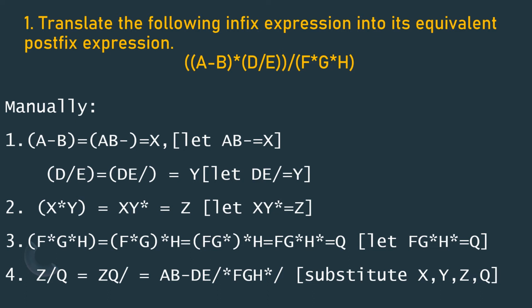Now x into y, x is one operand, y is one other operand, and if you convert it into postfix, that will become xy into. So xy into is equal to, as you know, AB minus DE division into. So let's say that is z. So the first part of your expression is z. The next part is f into g into h. So here you can see f into g into h is within one bracket, but there are two operations, and the two operations are same operations, so they are having the same priority. In that case, we first do the operation starting from the left one.